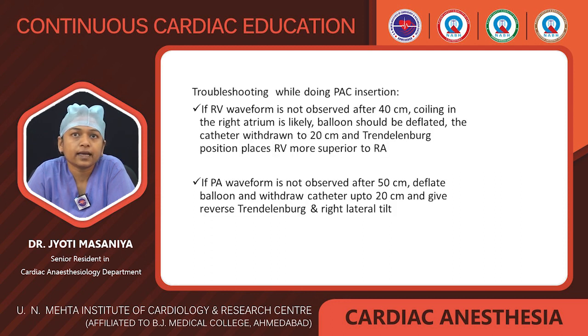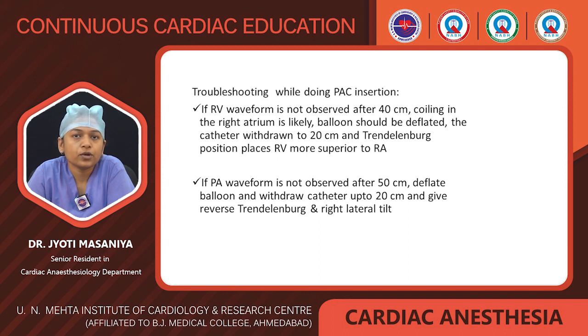Troubleshooting while doing the PA catheter insertion. If the RV waveform is not observed after 40 cm of catheter insertion, there may be a possibility of coiling of the catheter in the right atrium. So we have to deflate the balloon and withdraw the catheter to 20 cm, and the Trendelenburg position places the right ventricle more superior to the right atrium. So it will help in passage of the PA catheter to the right ventricle.